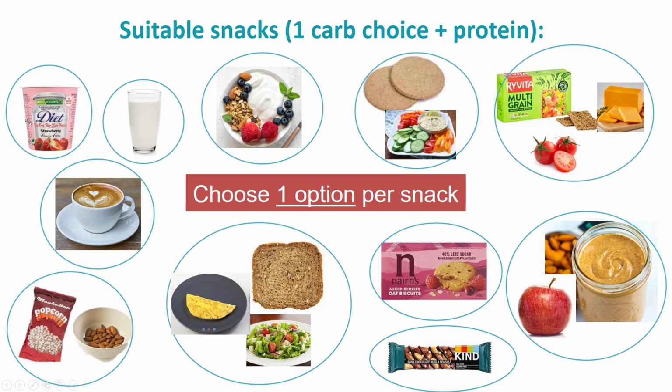So snack examples could be a pot of diet yogurt, or a glass of milk, or plain or Greek yogurt and some berries, or 2 oat cakes and some vegetables and hummus, or 2 Ryvita crackers and some cheese and tomato, or a small latte or cappuccino, or a small bag of popcorn and some nuts, or a slice of whole grain bread and egg and salad, or 2 of the Nairn's unsweetened oat biscuits, or 1 of the Kind bars, or maybe a piece of fruit and some nut butter or nuts.